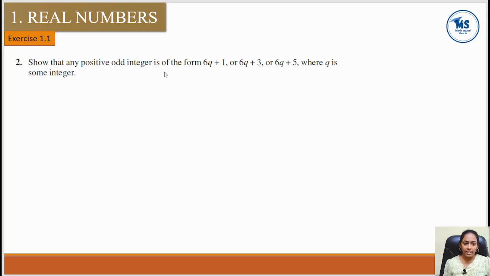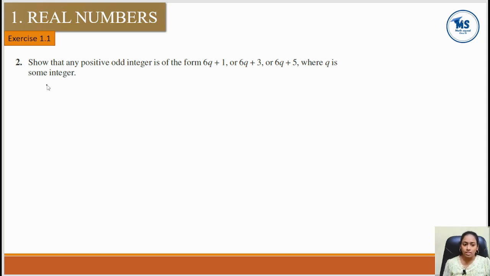Show that any positive odd integer is of the form 6q + 1 or 6q + 3 or 6q + 5, where q is some integer. So we need to show that any positive odd integer is in the given three forms only. Here we have solved the examples which are in the form of 3q + 1. Similarly we will solve this also.